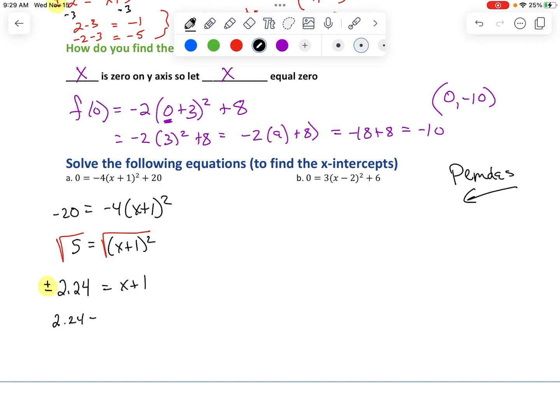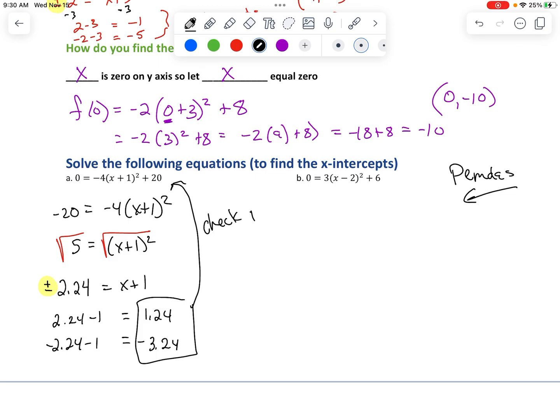And then I want to subtract 1. So I'm going to break this apart. So a positive 2.24 minus 1 and a negative 2.24 minus 1. So I'll get 1.24 and negative 3.24. These are my answers. Now I could check by plugging them back into the function or into the equation. And I'm checking to make sure that they equal 0. It's going to be about 0. It won't be exact because we did round.